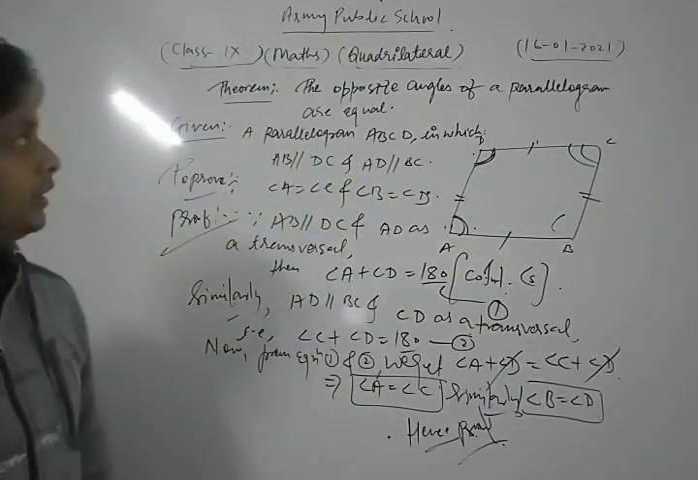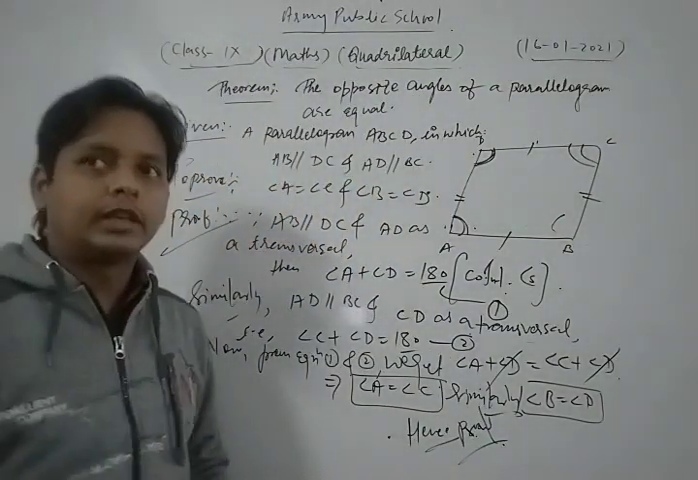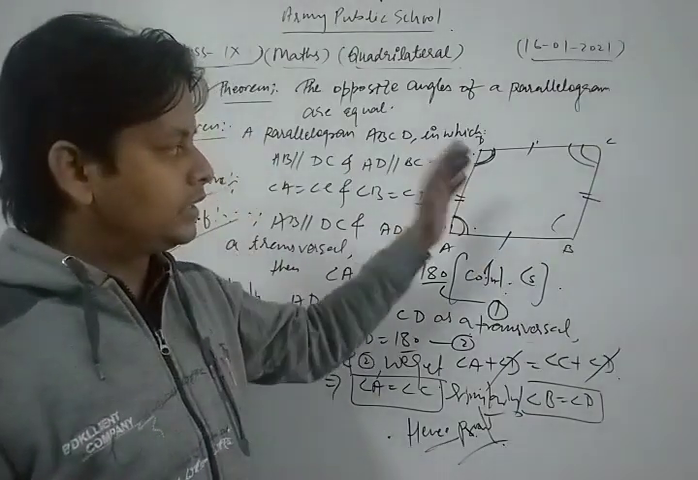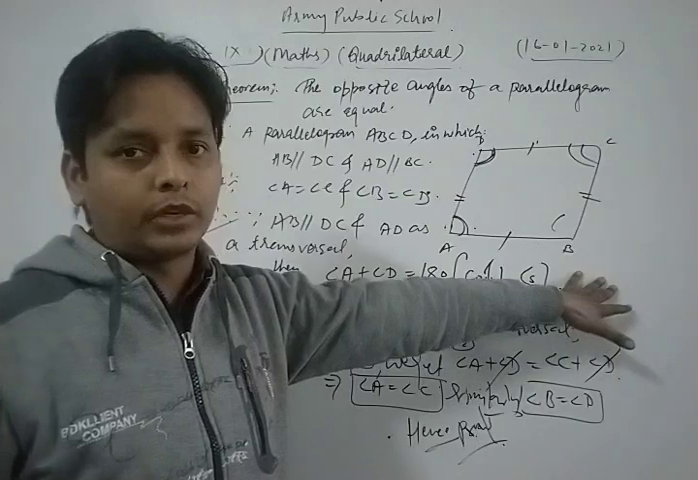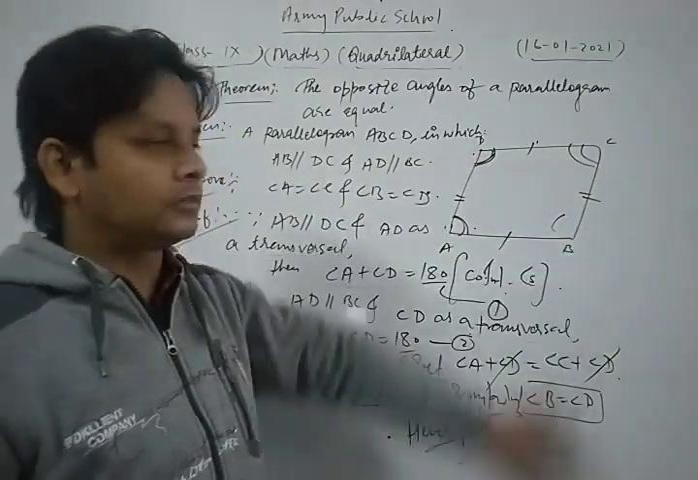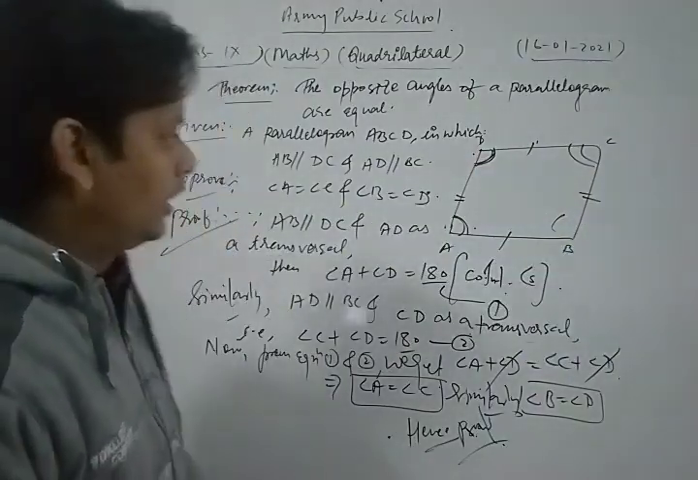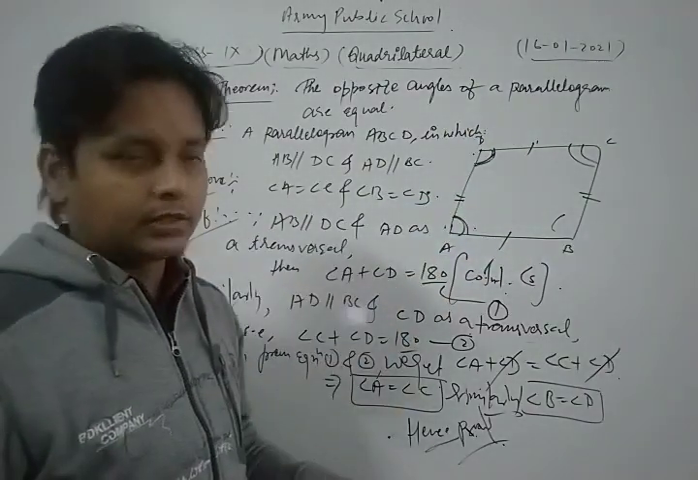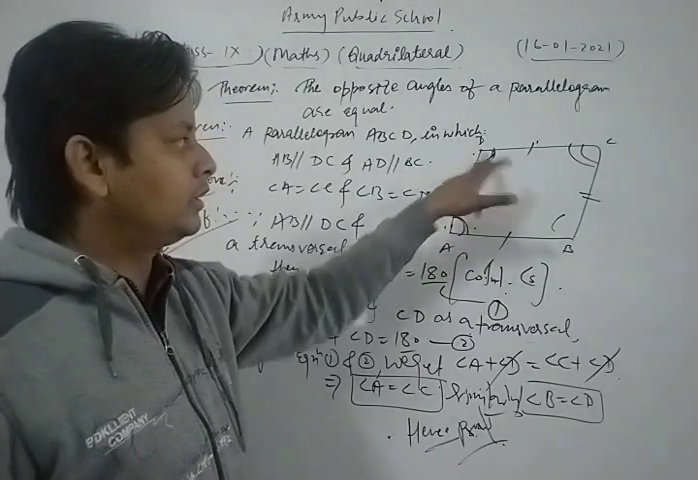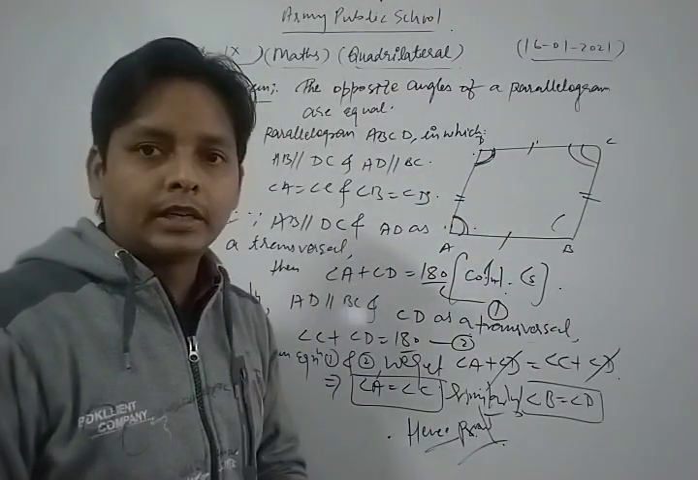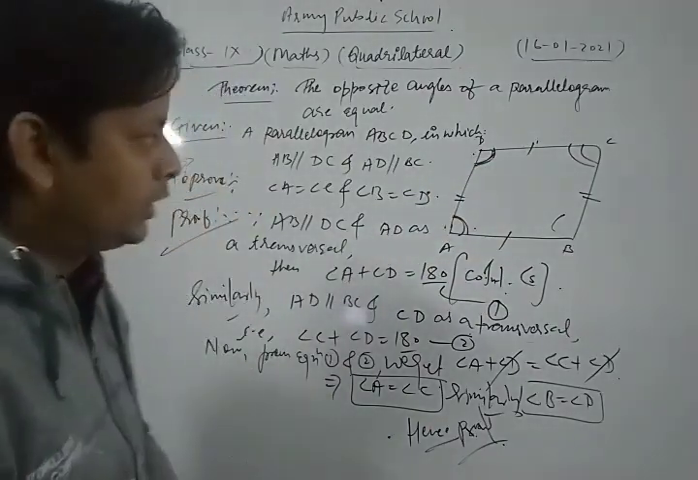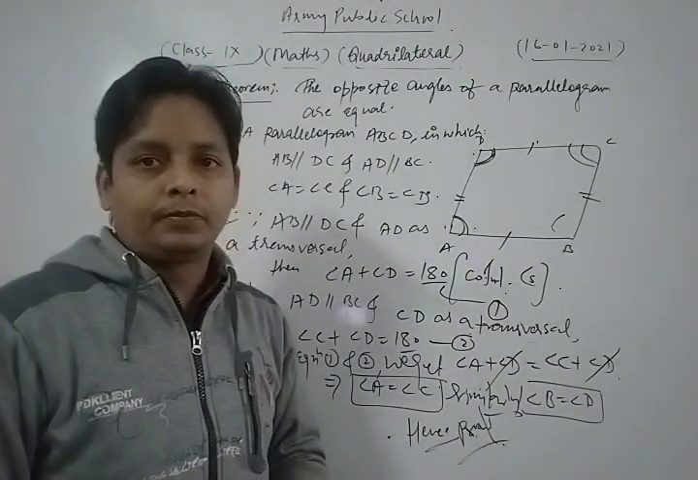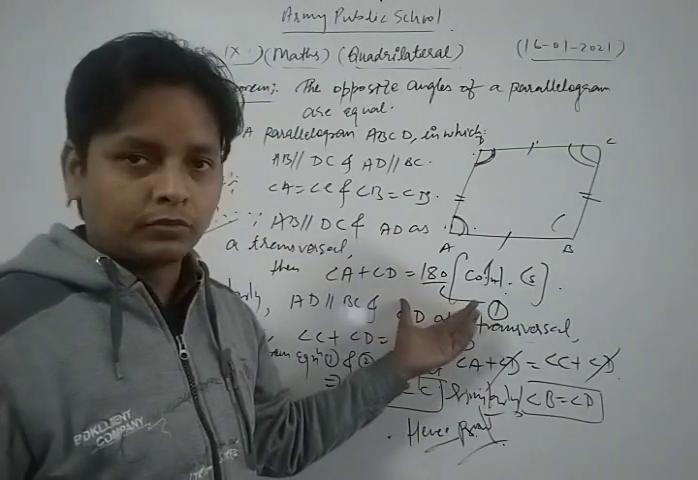Thus, dear students, in this way we can say that the opposite angles of a parallelogram are equal to each other. First of all we draw a parallelogram ABCD, and you know that in a parallelogram opposite sides are parallel to each other. Now first we take AB parallel to CD and AD as a transversal. Then they form a pair of co-interior angles, and co-interior angles are supplementary to each other. It means their sum of measures is 180. So we form equation 1.